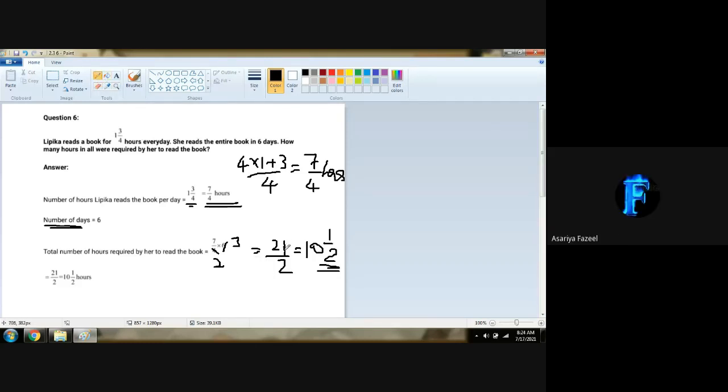It is a no, it is not a proper fraction. It is an improper fraction. So 21 will be divided by 2. So you will get 10 integer 1 upon 2 hours. Total hours she took is 10 and a half hours.